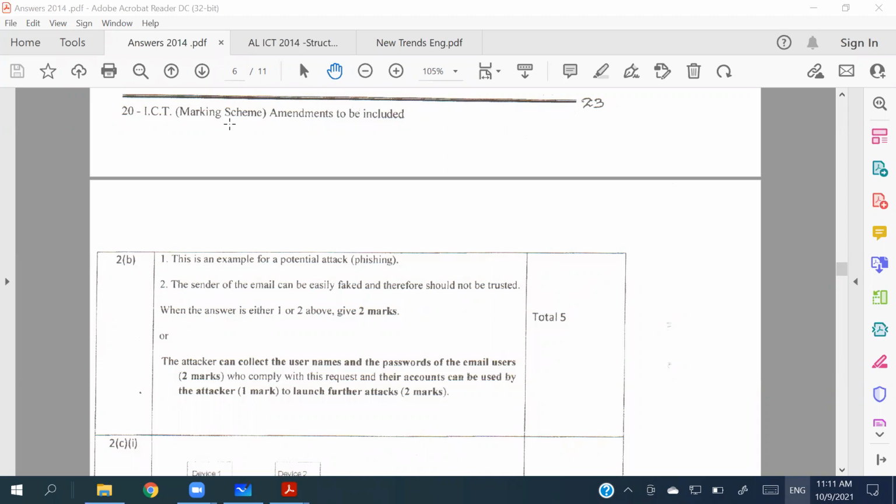Now this is the kind of a risk that you are facing when you are doing the second paper. Sometimes the point about further attacks may get forgotten, right? So if you have the idea, it's going to give you 5 marks.